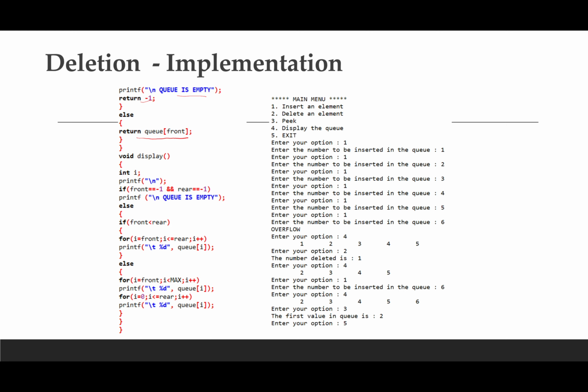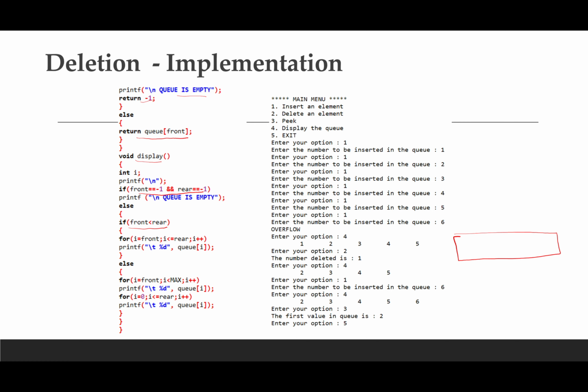Next, if you are giving the fourth option, it will display whatever elements are available. First we check the condition front is equal to minus 1 and rear is equal to minus 1. If it is minus 1, the queue is empty, so it will print the message that the queue is empty. Then we check the condition front is less than rear.